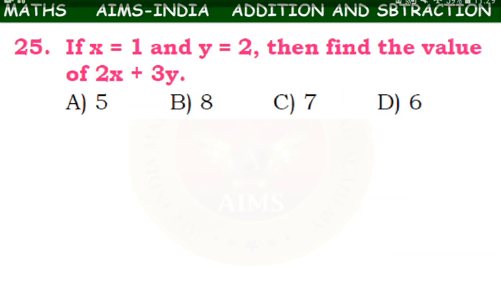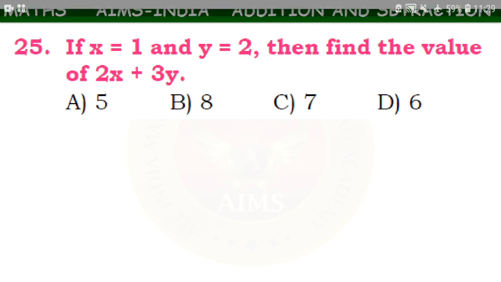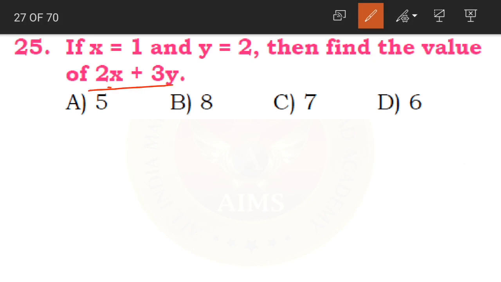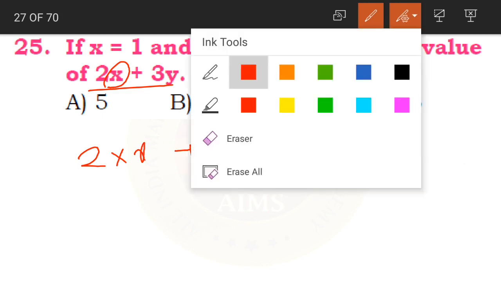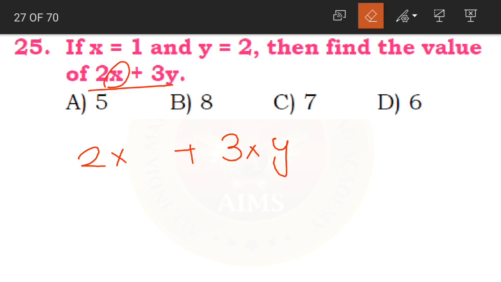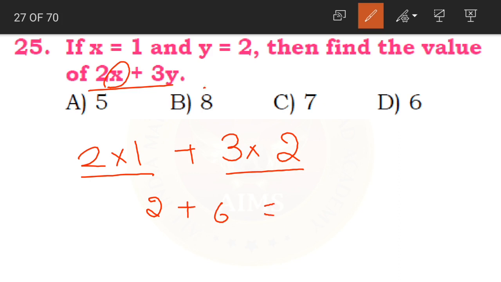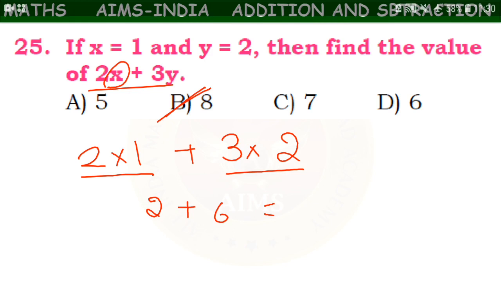Coming to question number 25. If x is equal to 1 and y is equal to 2, find the value of 2x plus 3y. See, 2x means 2 into x, and 3y means 3 into y. Now we know the value of x and y. So instead of x, I will write 1, and instead of y, I will write 2. Now 2 into 1 is 2, plus 3 into 2 is 6. 2 plus 6 is equal to how much? 8. That is our option number B. Clear, children? Option B, 8 is our correct answer.